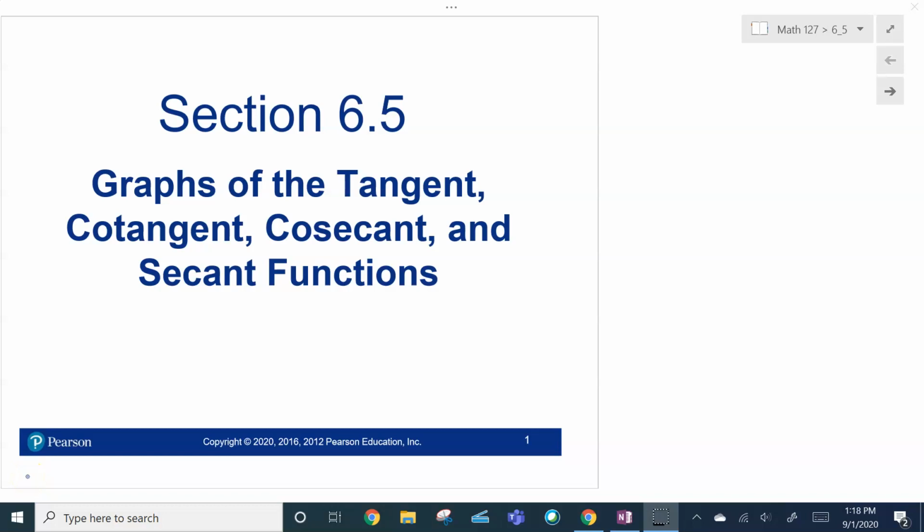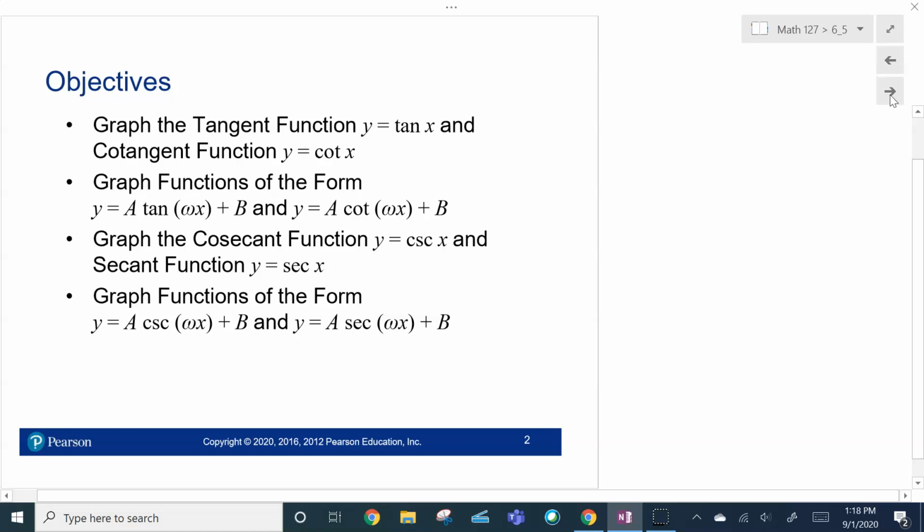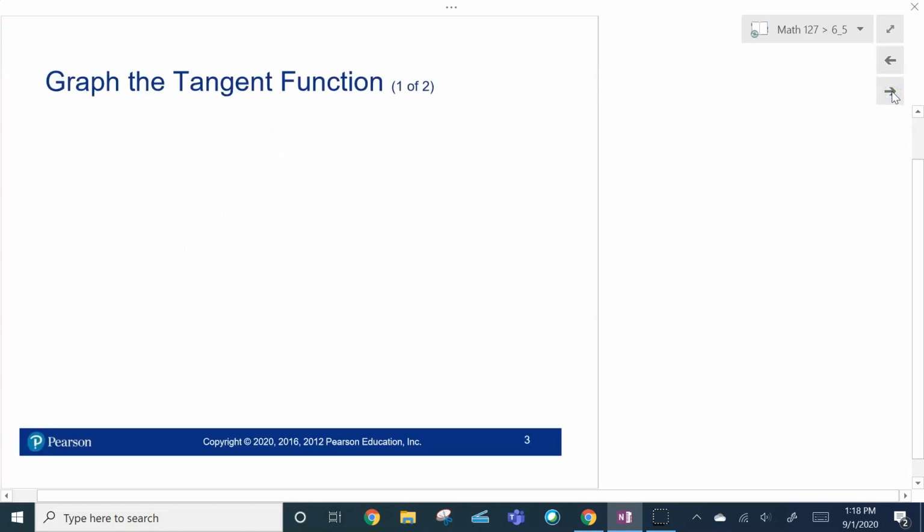Hey, welcome back to your favorite trigonometry class. We're going to look at graphs of the tangent, cotangent, cosecant, and secant functions today. So first of all, let's start out with our tangent function.